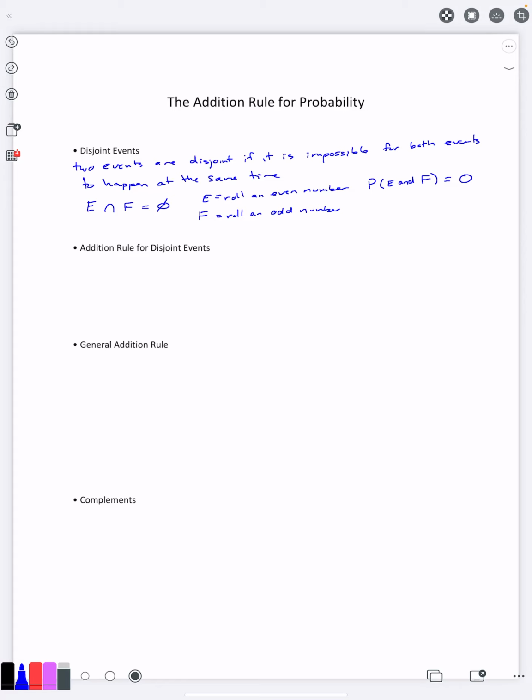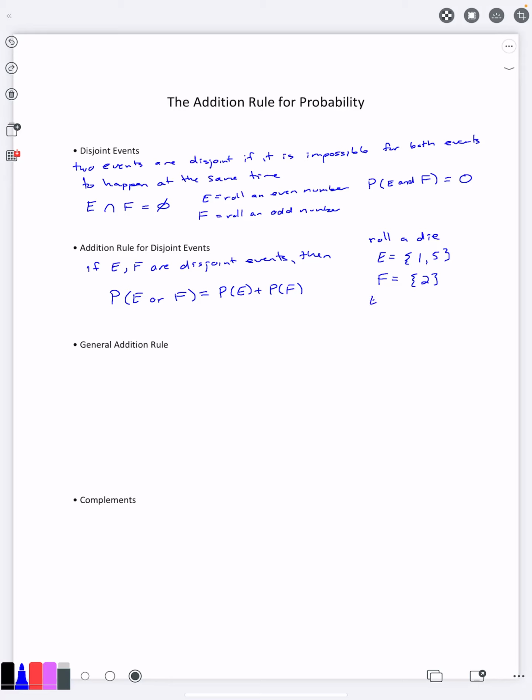Now, once we know what disjoint events are, if E and F are disjoint events, then the probability of E or F happening is just equal to the probability of E plus the probability of F. So let's go back to the rolling a dice situation. And instead of doing even and odd here, let's say the event E is either rolling a 1 or a 5, and the event F is rolling a 2.